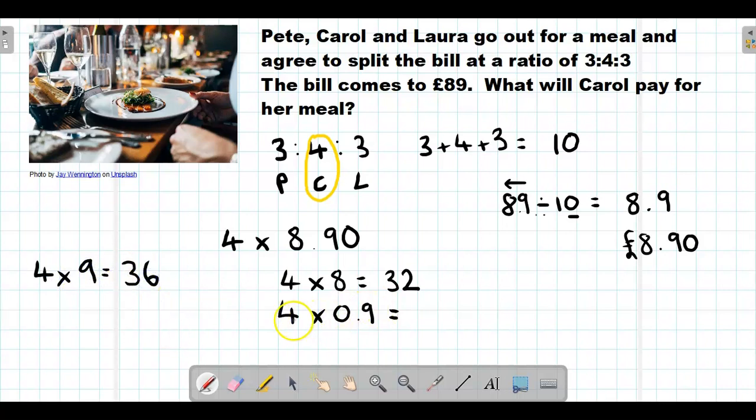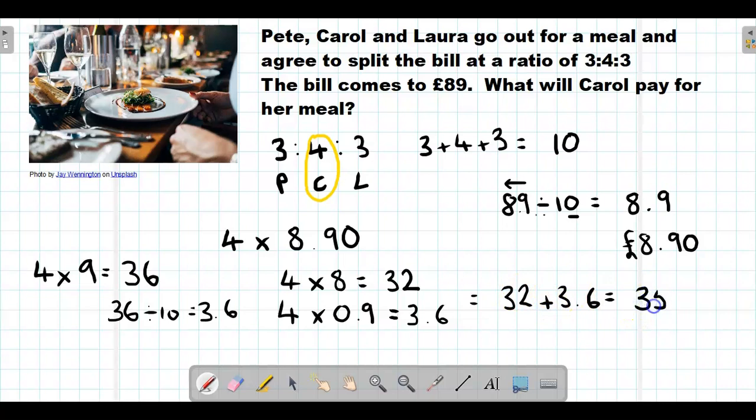Okay? 4 times 0.9 is 10 times smaller than that. So if I take 36 and divide it by 10, just like before, drop it, 3.6 or £3.60. Add them together, 32 plus 3.6 equals, I could put this in a column if I wasn't sure, but I'm going to do it mentally. 32 plus 3 is 35, add the 0.6 is £35.60. So that is how much that person will pay for the meal.